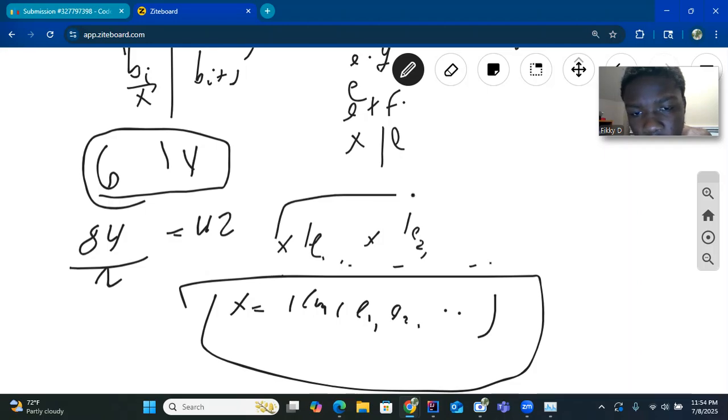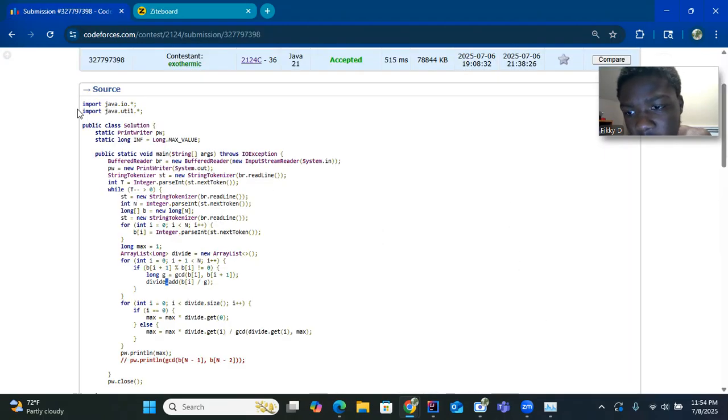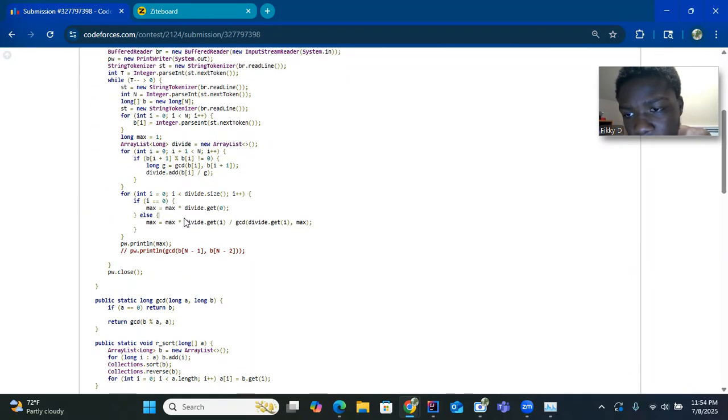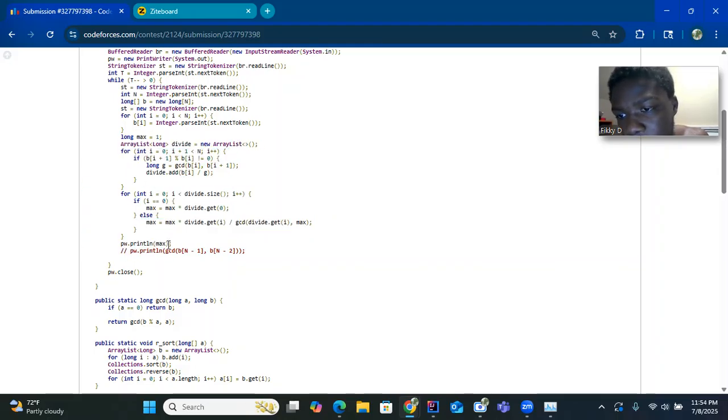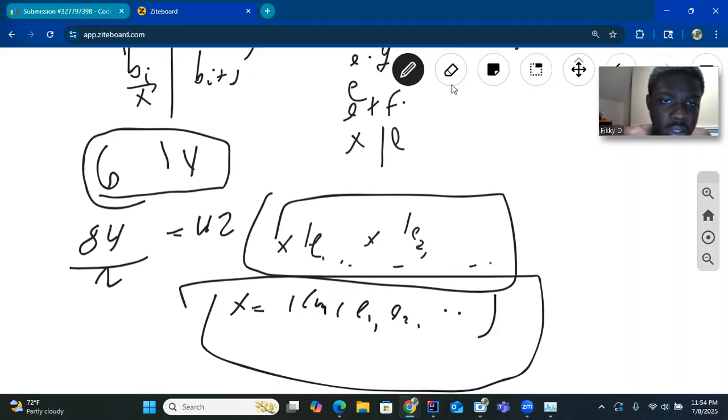To figure out what x is, just multiply them, and then divide by the GCD of both of them, right? To remove the thing that was common between them. You don't need that stuff. So yeah, and then you just print out your answer for x. This is what your x is. Yeah, so that's pretty much it.